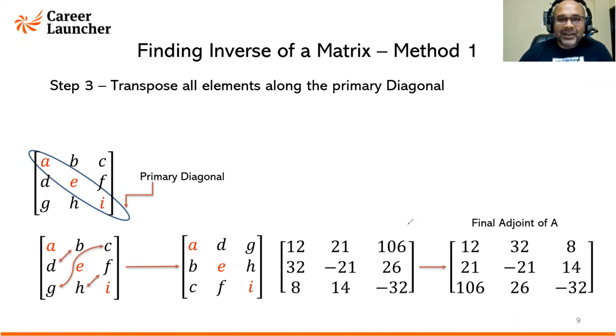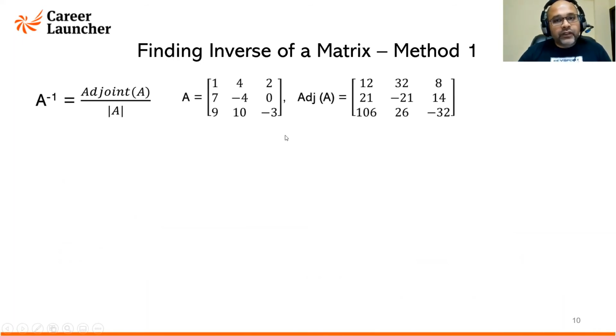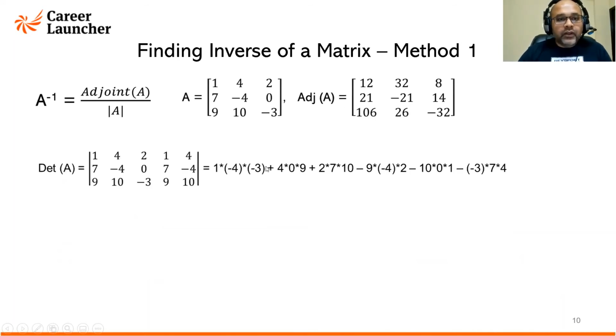Phew, right? Long process. Don't worry. I don't expect them to ask you to calculate the inverse in an exam, but you should at least know for the worst case scenario. So this is how you find the adjoint of A. Once you get the adjoint of A, then you use the formula. A inverse is adjoint of A by determinant of A. So adjoint we just found out. A is given to you. Adjoint we just got. Now the step is to find the determinant.